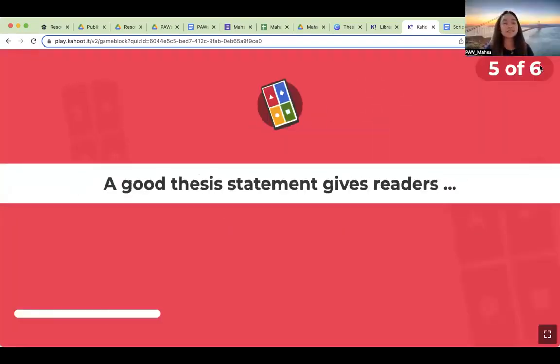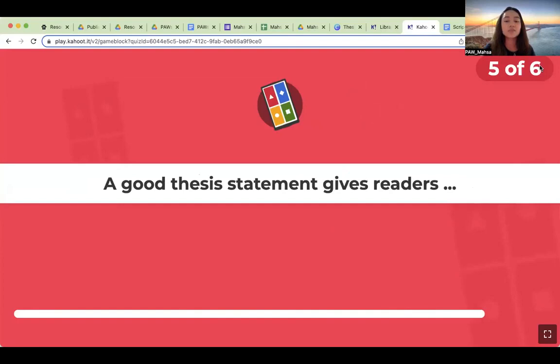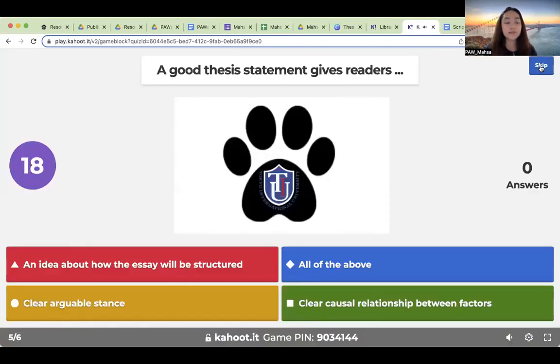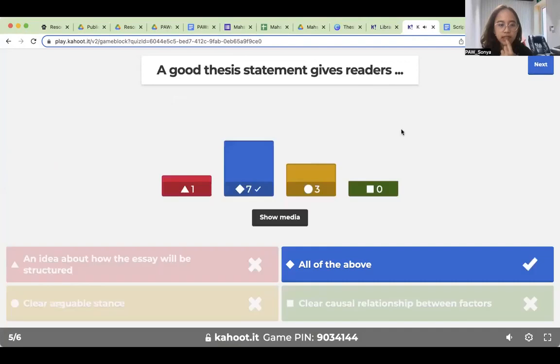Okay. Great. A good thesis statement gives readers an idea about how the essay will be structured, a clear arguable stance, a clear causal relationship between factors, or all of the above. So a clear cause and effect, or a clear where you stand in this argument, or maybe not all of them, or all of them. Let's see. Yes, that's true.